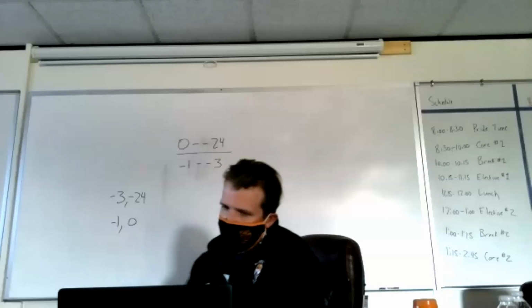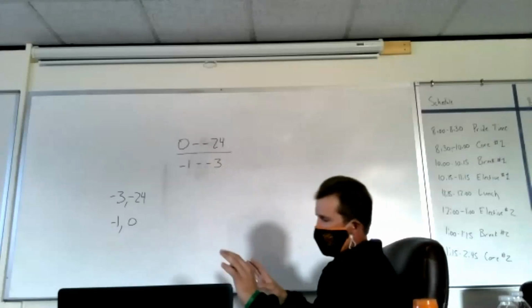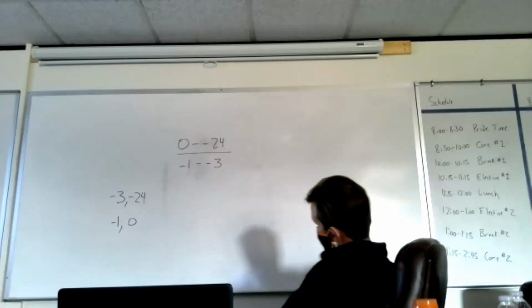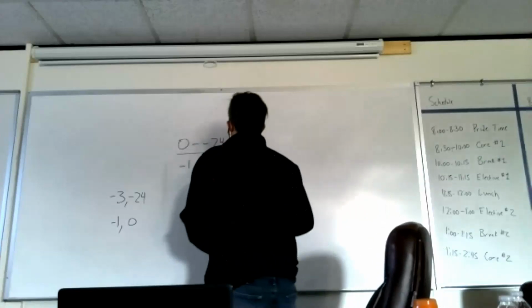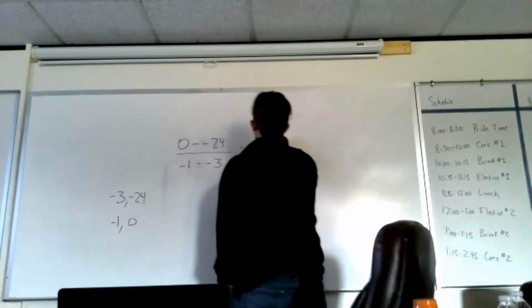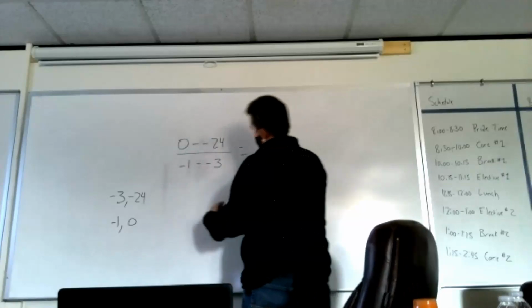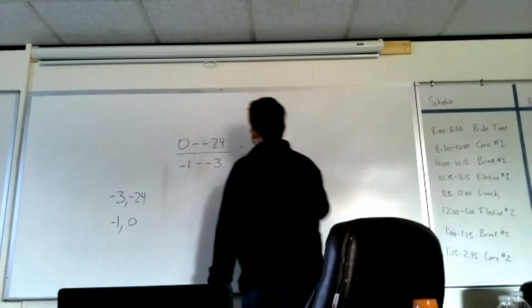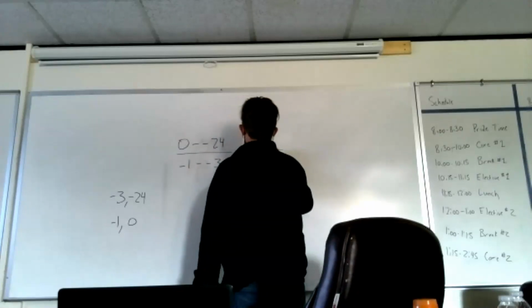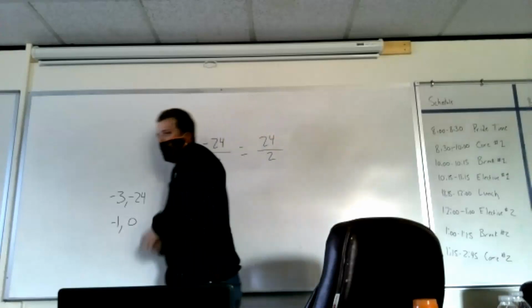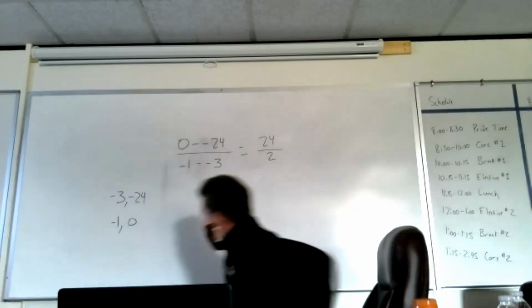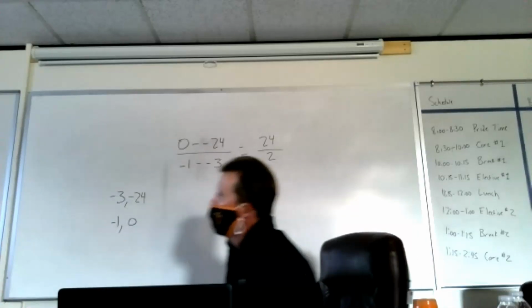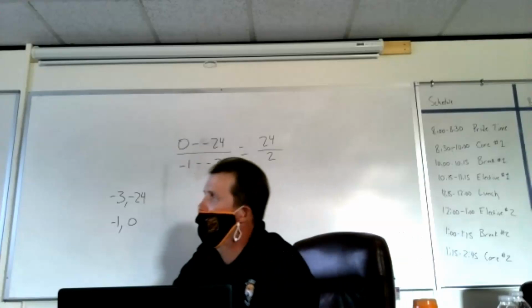And like I said, we're just doing the slope formula. Hardest part of that using Desmos was just finding the points. So 0 minus a negative 24 yields 24 on the top, because when you minus a negative, you're really adding. And negative 1 minus a negative 3 is going to give you 2 on the bottom. So we'd end up with 24 halves. 24 halves would simplify down to 12.